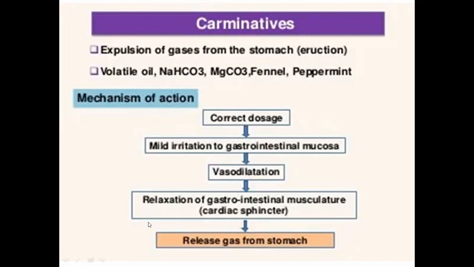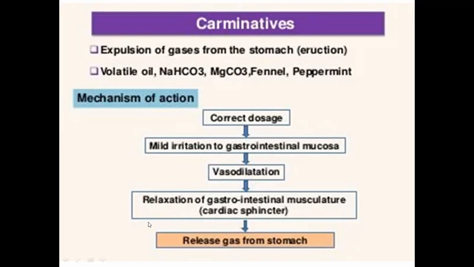Sphincters means cardiac sphincters, muscularis. These are the muscles. So relaxation of the gastrointestinal muscularis, that is relaxation of GIT muscle. Sphincters are the muscles that normally maintain the constriction of any natural body passage.